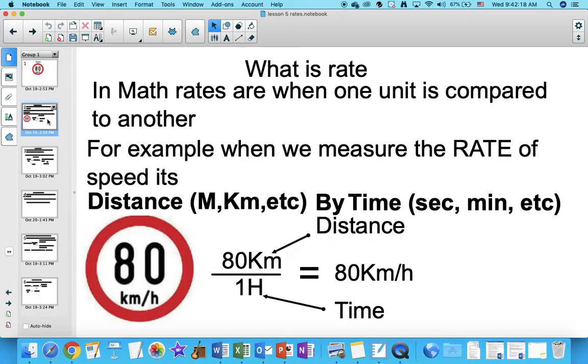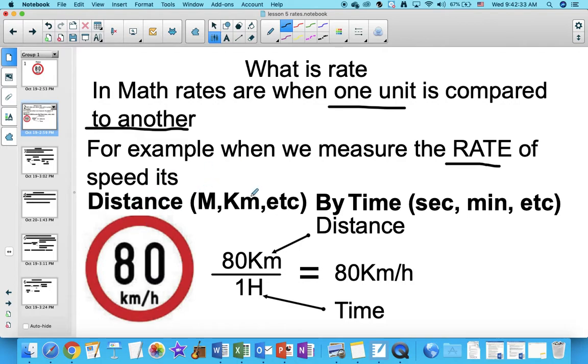So let's take a look at some definitions. In math, rates are when one unit is compared to another. For example, when we measure the rate of speed, it's distance, meters, kilometers, etc., by time, seconds, minutes, and so on. Here we have 80 kilometers, which is our distance, over time, in this case, hours. So we're measuring one unit, kilometers, to another unit, time. And so that makes a rate: two units being compared. And rates are usually shown, as you can see, in a fractional form.